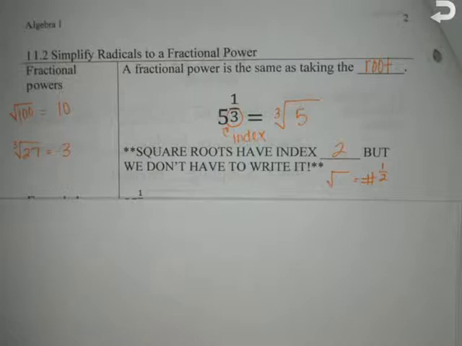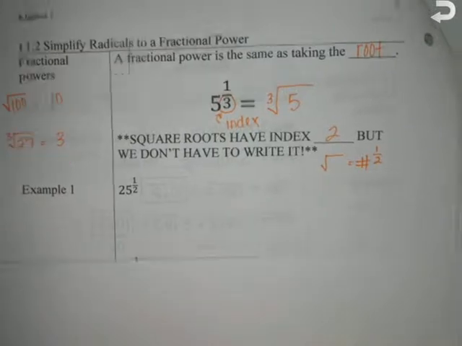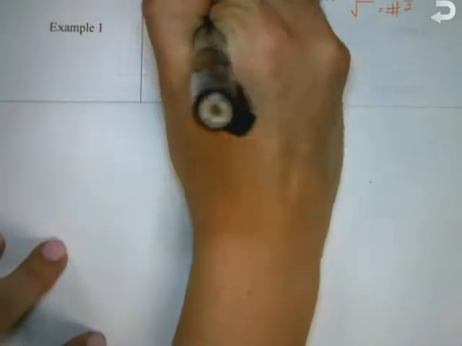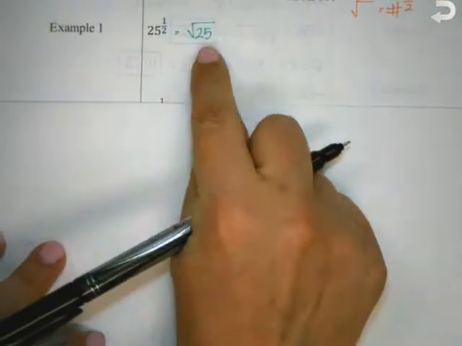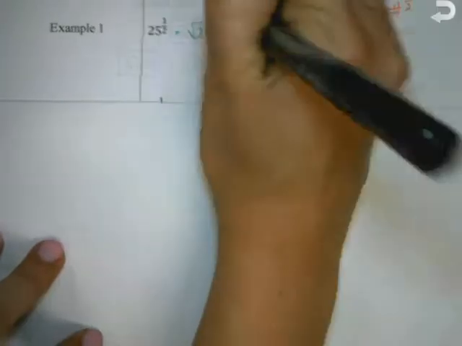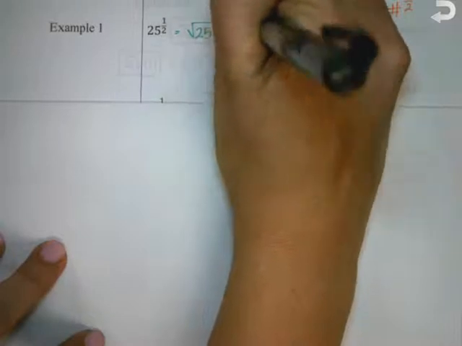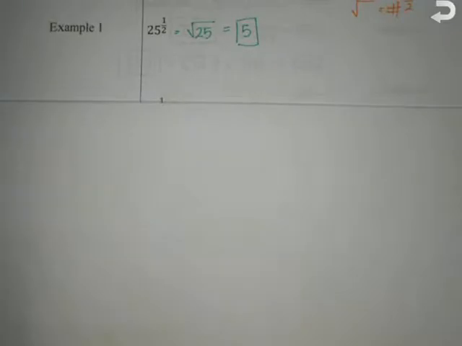Example 1. Just exactly what I was talking about. 25 to the 1/2. That is the same as the square root of 25. I want you to rewrite it using a square root first. And the square root of 25 is? 5. So your answer is 5. Yeah, that's all we have to do. You just find the square root.